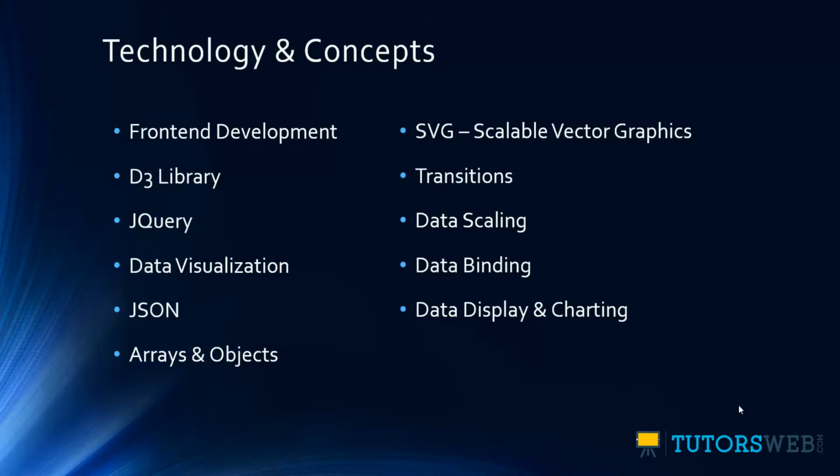So some of the technology and concepts that will be provided throughout the course: front-end development, so HTML, CSS, JavaScript, obviously the D3 library, jQuery, data visualization. D3 is all about visualizing data. JSON, which is JavaScript Object Notation. We'll be dealing with JSON objects, arrays and objects. SVG, which is Scalable Vector Graphics. D3 relies heavily on SVG for complex shapes. Transitions, data scaling, data binding, and also displaying and charting data.